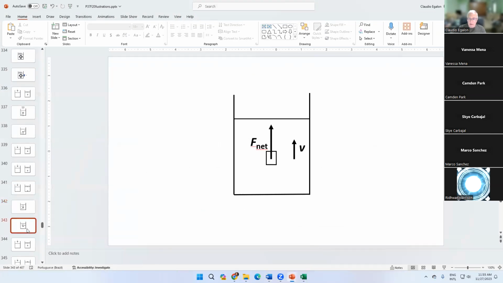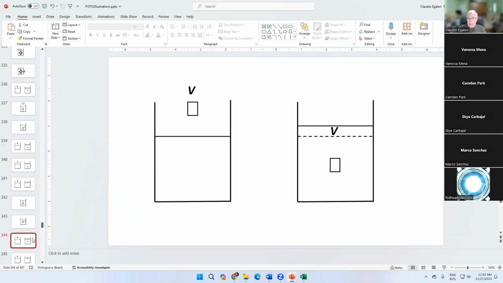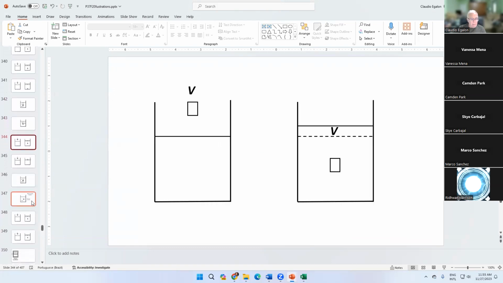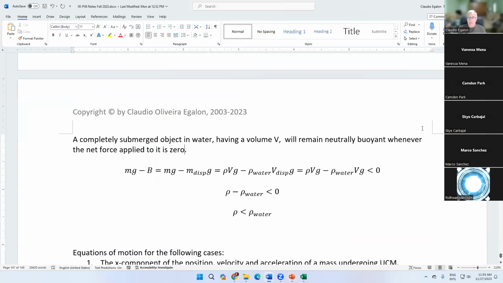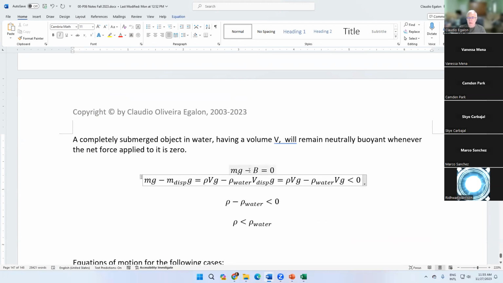Neutrally buoyant means the weight is equal to the buoyancy force. So whenever mg minus B is equal to 0, the object will be neutrally buoyant. And then we go ahead and repeat exactly what we did before.